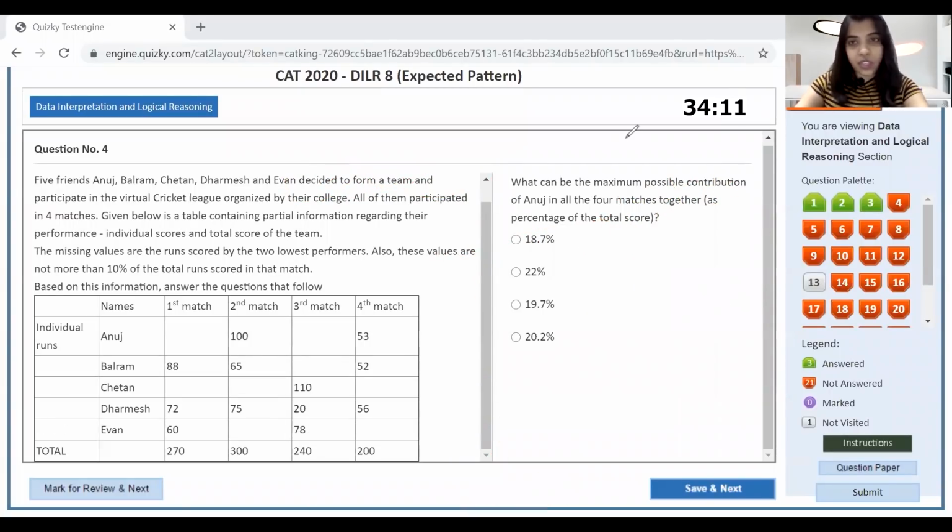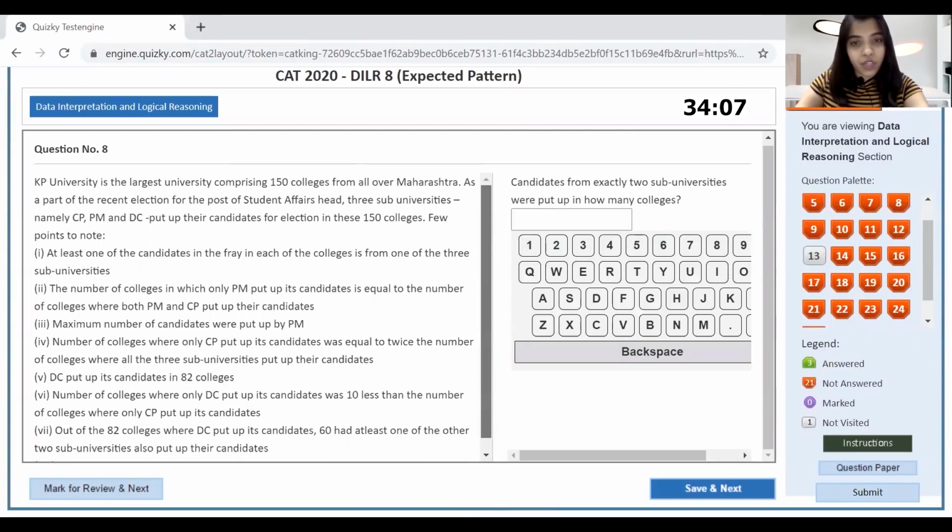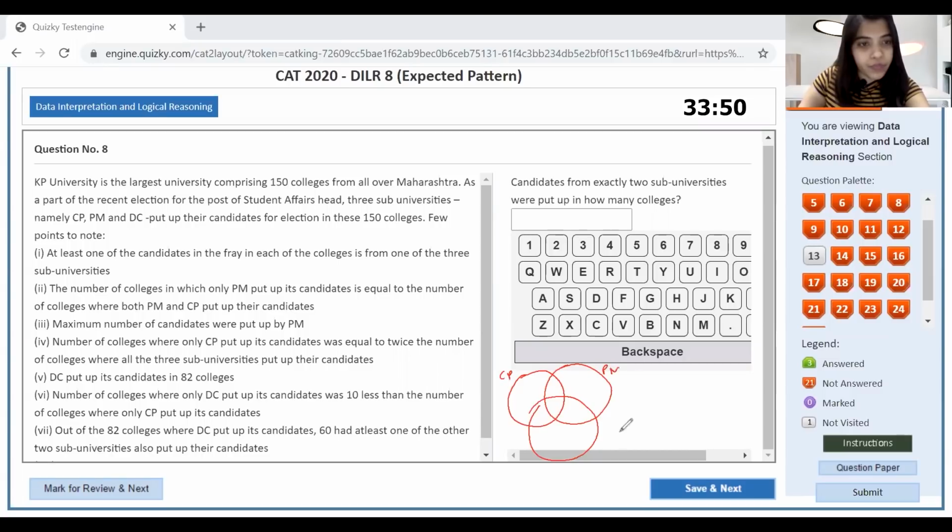Right, so I guess, guys, this we will leave for the later stages. We can do the Venn diagram right now. So 150 colleges, fine. There are 3 different universities, sub-universities. Let's create a Venn diagram here. This is CP, PM, and DC, right? A, B, C, this is D, this is E, this is F, assume this is O.